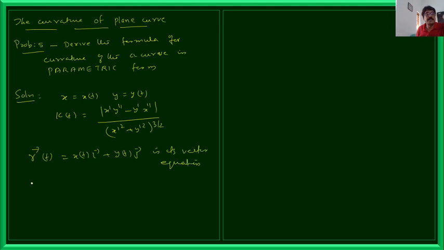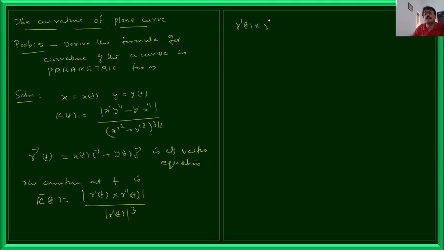And if the vector equation is given, the curvature at any t is given by kappa(t) is equal to modulus of r dash t cross r double dash t divided by modulus of r dash t the whole cube. So here r(t) is x(t)i plus y(t)j. You find r dash t cross r double dash t first.